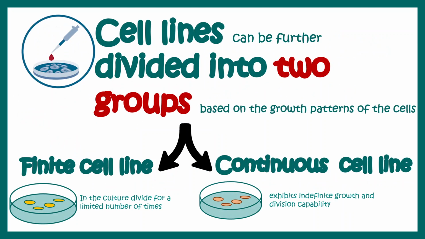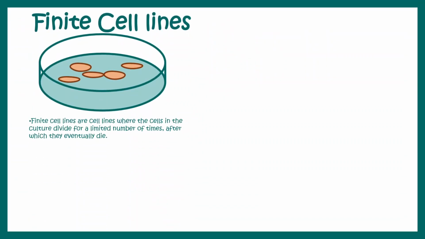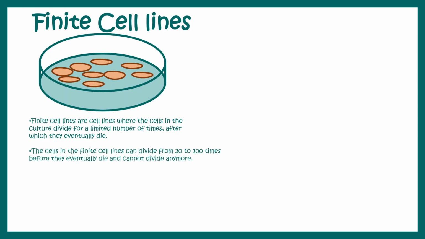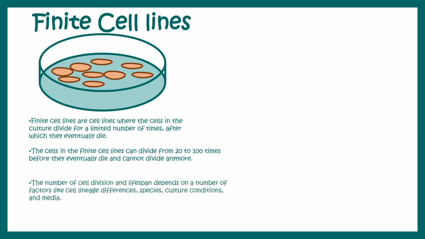Cell lines are divided into two groups based on the growth patterns. So finite cell line divides for a limited number of times, whereas the continuous cell line divides for an infinite number of times. Finite cell line has limited division capability. That means they would divide for 20 or let's say 100 times for a finite number, and they would not divide anymore, they would eventually die. And the number of times they divide before dying is governed by several factors such as cell lineage differences, species, culture conditions, and media conditions.